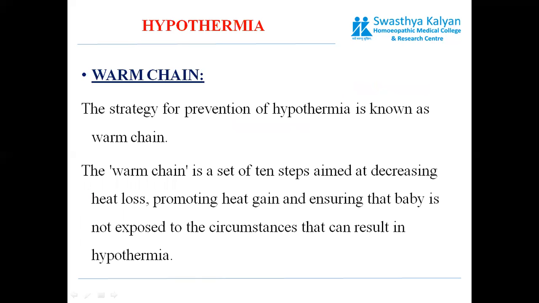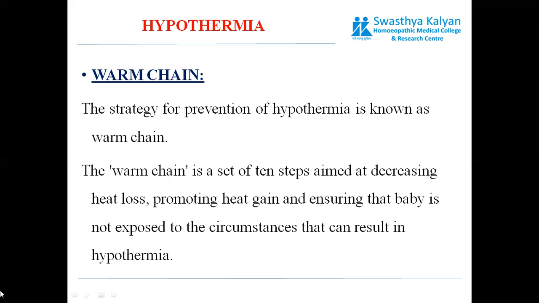Now how can we prevent hypothermia? So prevention of hypothermia includes the warm chain. Now what is warm chain? The strategy for prevention of hypothermia is known as warm chain, the strategy which we adopt for the prevention of hypothermia. Now, warm chain is a set of 10 steps which are aimed at decreasing the loss of heat, promoting heat gain, and ensuring that the baby is not exposed to the circumstances that can lead to hypothermia.